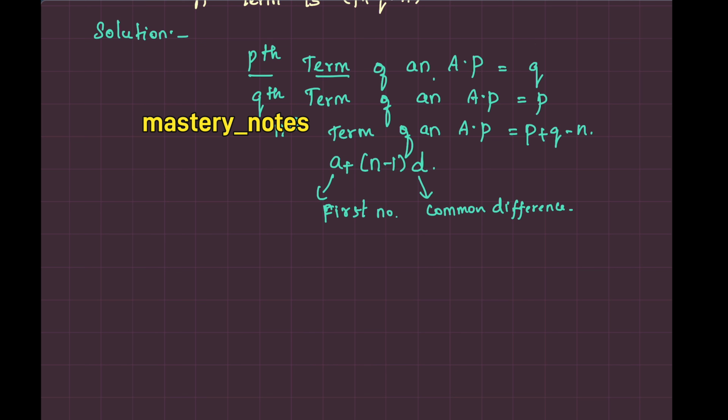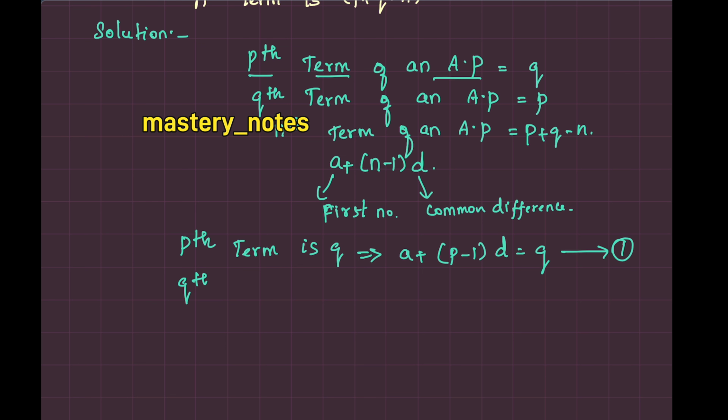So the pth term of an arithmetic progression is q. So if the pth term is q, in terms of the general formula we can write it as a plus p minus 1 times d is equal to q. This is the first equation. And the qth term is p, which represents a plus, in the place of n we'll be substituting q, minus 1 into d is equal to p. This is the second equation.